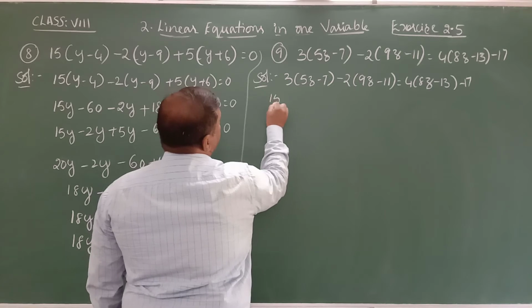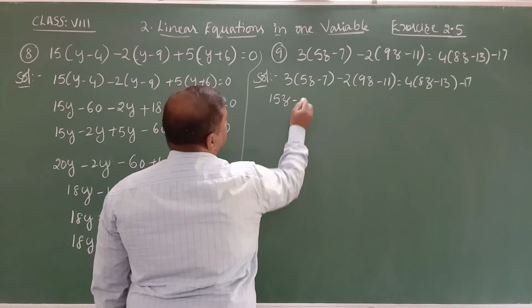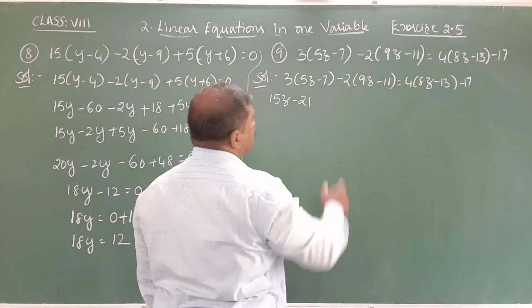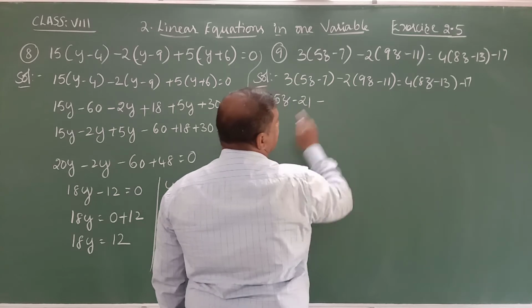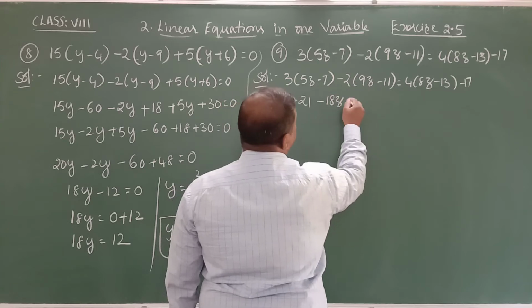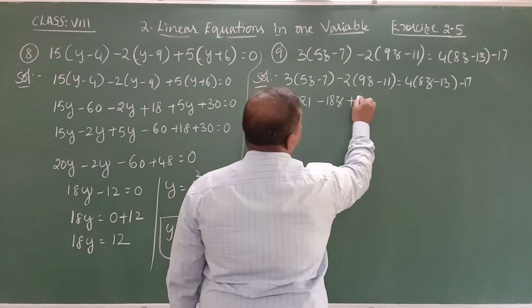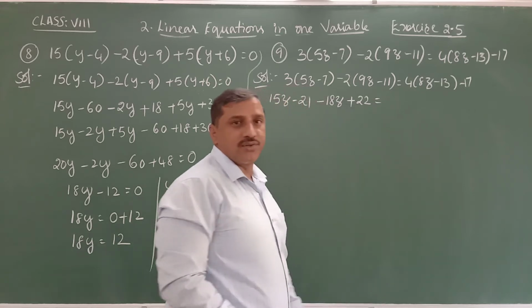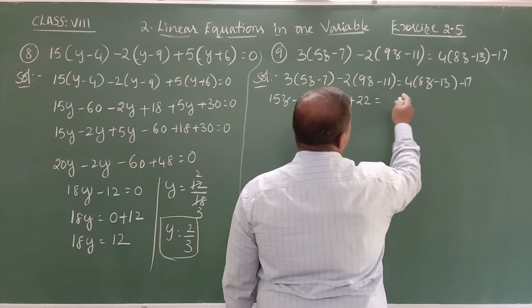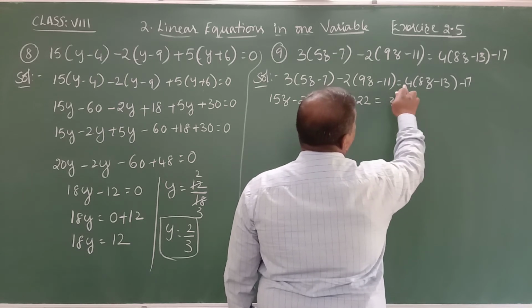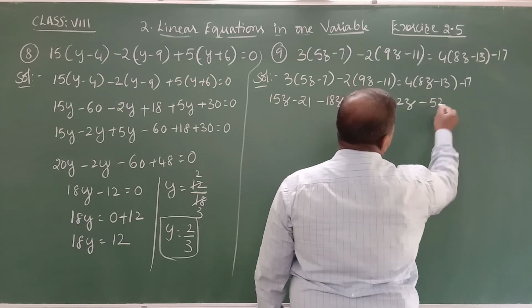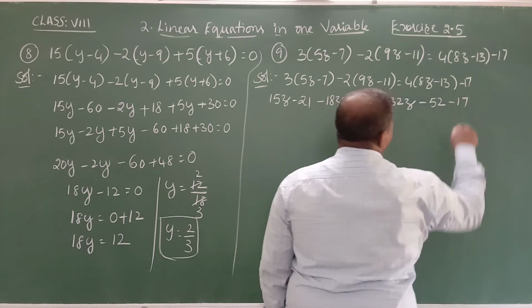3 into plus 3 into 5, 3 5s are 15, 15z. Plus into minus, minus 3 into 7, 3 7s are 21. Then with minus 2, minus into plus is minus 2 into 9, 2 9s are 18, 18z. Minus into minus it is plus 2 into 11, 11 2s are 22. That is equal to the right hand side multiplied with 4. Plus into plus plus 4 into 8, 4 8s are 32z. Plus into minus, minus 4 into 13, 13 fours are 52. Then what we have is minus 17.